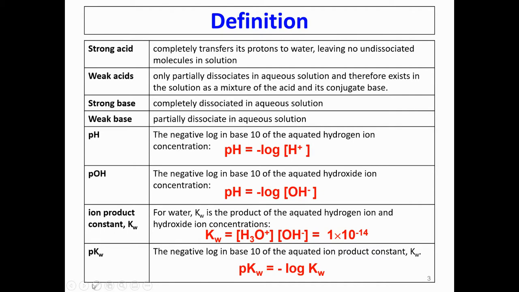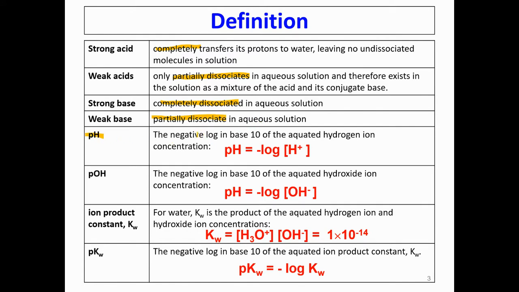Strong acid will be our focus. A strong acid completely transfers its proton to water, leaving no undissociated molecules in solution. Whereas a weak acid only partially dissociates. Then a strong base is completely dissociated, and a weak base is partially dissociated in aqueous solution.